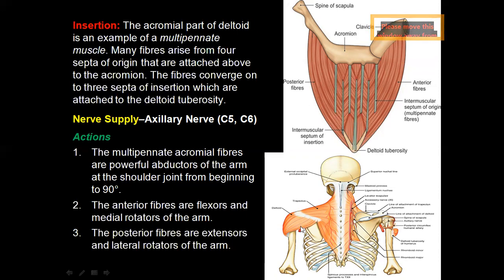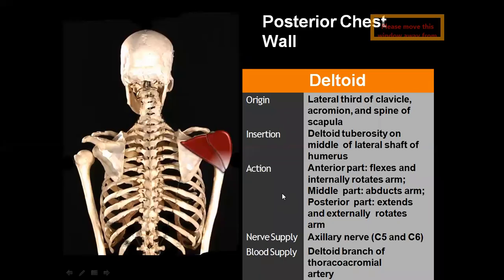So this deltoid, you can see, is the round contour of the shoulder which is seen from behind. This is the deltoid muscle. The multipinnate acromial fibers are powerful abductors of the arm at the shoulder joint, which are responsible for the beginning of 90 degrees abduction at the shoulder. The anterior fibers are flexors and medial rotators, and posterior fibers are extensors and lateral rotators of the arm. These actions again you are going to study when you do the shoulder joint.